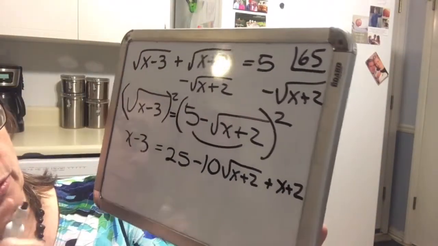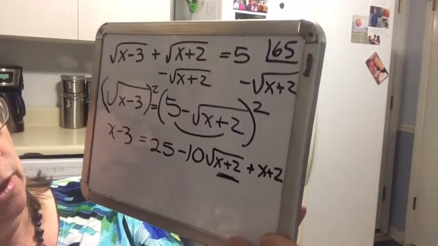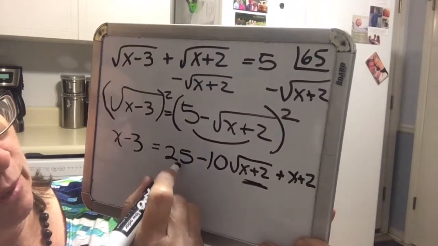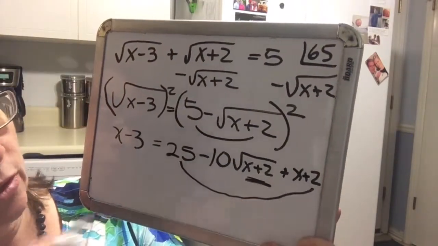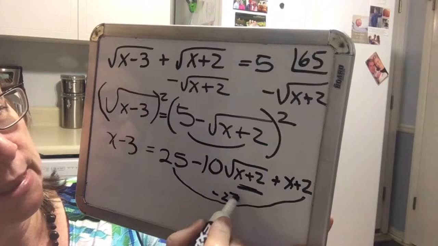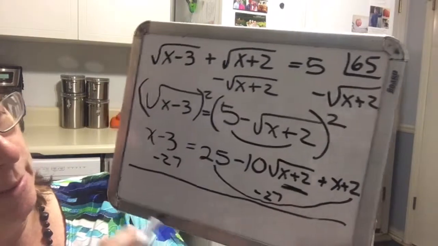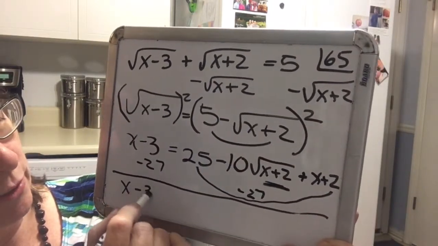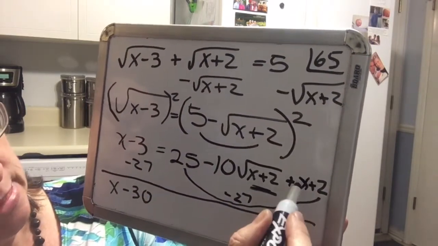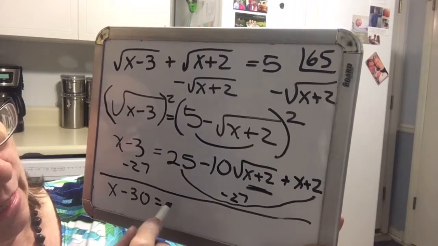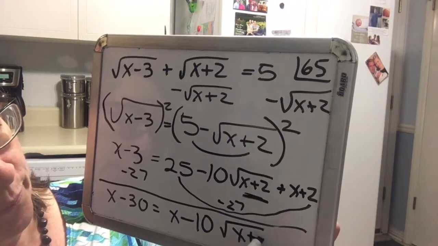And we're going to now get this remaining radical by itself. So on the right-hand side, I've got a 25, and all the way over here, I've got a 2. So I've got a 27 altogether. So I'm going to subtract a 27 from that side and subtract a 27 from this side and clean it up a little bit. So now I've got an x minus 30 on the left. And on the right, since I took away the 27, I still have an x. So I'm going to have an x minus 10, the square root of x plus 2.